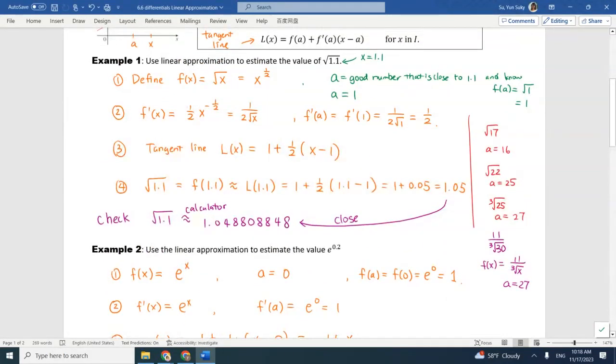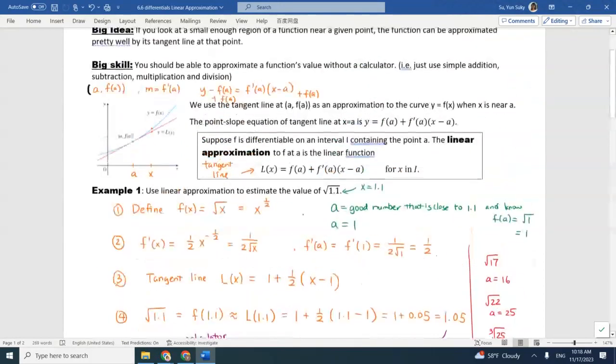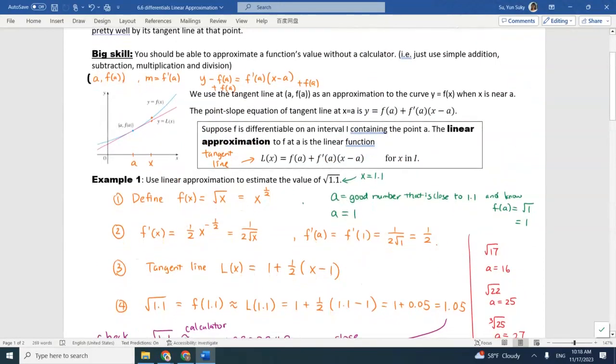Yes, here, x minus a. This is a tangent line. Are you okay with the tangent line? So how do you get the tangent line? Point slope form, right? You have the point, you have the slope. Y minus the y coordinate of the point equals the slope times x minus a, and you solve for y.